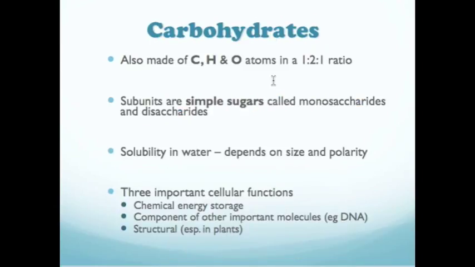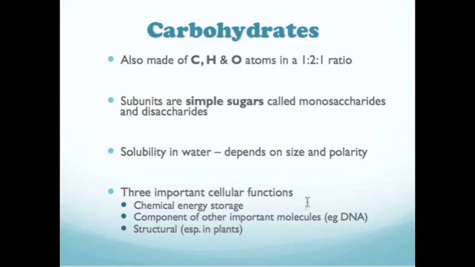Now, carbohydrates contain the exact same atoms as lipids do, carbon, hydrogen, and oxygen, but they occur in a ratio of 1 carbon to 2 hydrogen to 1 oxygen. The subunits of carbohydrates are monosaccharides, and when 2 monosaccharides join together, you get a disaccharide. Depending on their size, they are usually soluble in water, and they can't pass through the plasma membrane. They need channels in order to do this.